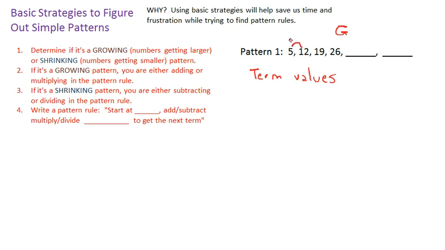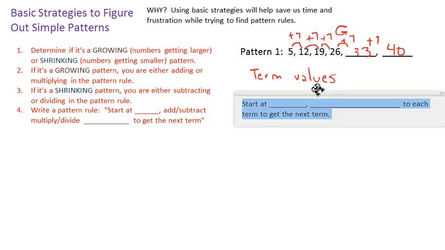So 5 to 12, I'm going to try adding, and 5 plus something equals 12, 5 plus 7. So let's try that again. 12 plus 7, does it equal 19? Yeah. 19 plus 7, does it equal 26? Yeah. So I'm pretty confident that it's add 7, so I'm going to try that again. 26 plus 7 is 33, and 33 plus 7 equals 40. So we completed that chart there using the strategies to solve it. And we just have to write a pattern rule now.